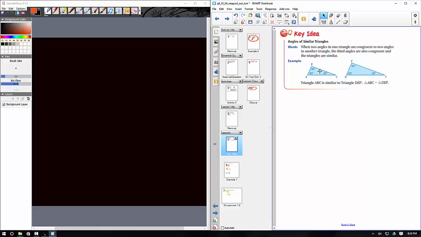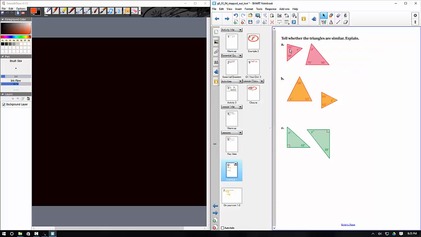And the reason why they're similar isn't because they're exactly the same, they'd be congruent. But look at the angle measurements here. This is 95, this is 95. This is 65, this is 65, and then finally 20 and 20. So as long as the angle measurements are the same, it will be similar.